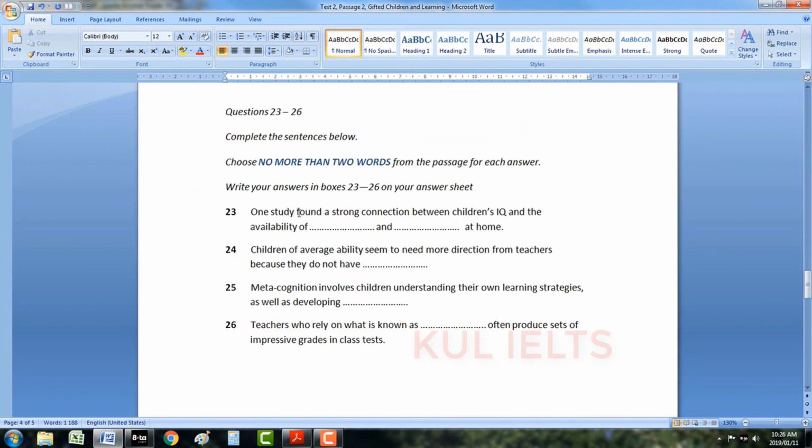Let's find where they come from. A study, a connection, IQ, definitely IQ, and the availability of. So let's find IQ and a study. Average ability, direction from teachers, maybe teachers. Metacognition, definitely, that's like a new scientific term, so they can't paraphrase this. There's no synonym. Learning strategies, children maybe, but children can be paraphrased. Teachers, impressive grades in class tests.